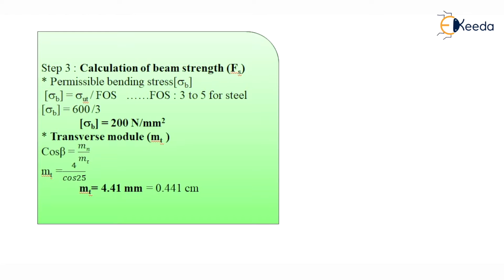Step 3, to calculate the beam strength Fs. The permissible bending stress, design value of sigma B, is equal to sigma ut divided by factor of safety. Generally, factor of safety for the steel is taken as 3 to 5. So selecting 3 as factor of safety, I get the value of sigma B as 200 Newton per mm square. Next, to find transverse module, that is Mt, we have the formula cos beta is equal to Mn upon Mt. We know the value of Mn is given as 4. So Mt is equal to 4 divided by cos of 25. So we get the value of Mt as 4.41 mm, that is 0.441 centimeter.